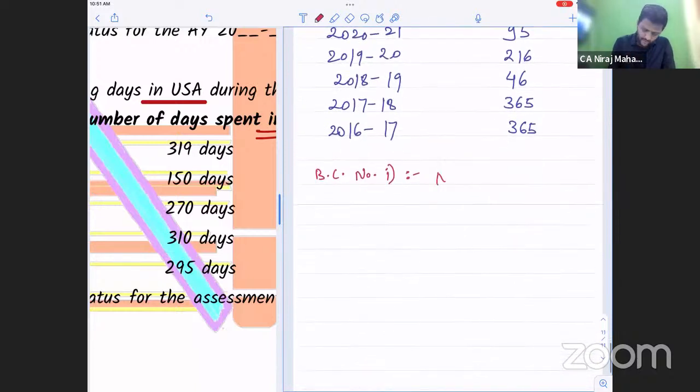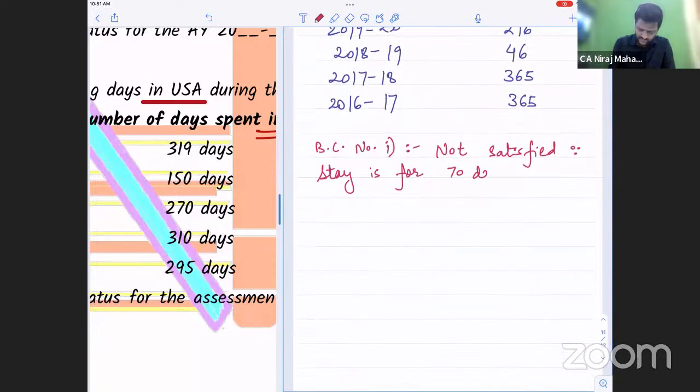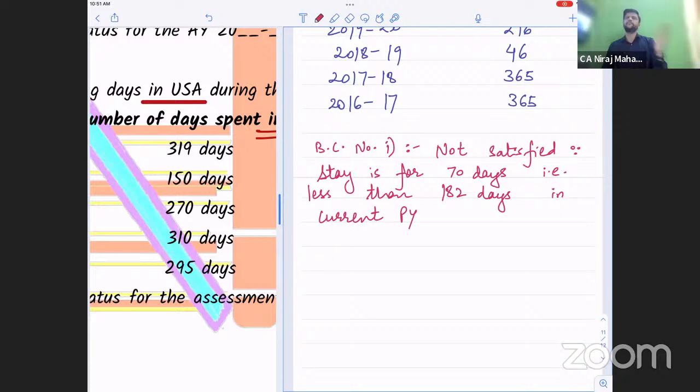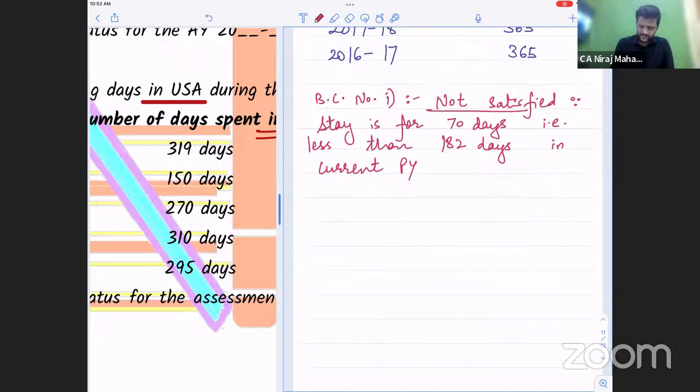Not satisfied. I'm directly writing not satisfied since the person stays for 70 days in India, which is less than 182 days in the current PY. I hope you are understanding the word current now. The word is also current and previous also. Don't get confused. Current PY means current year. Okay. Basic condition: so not satisfied. Clear till here?